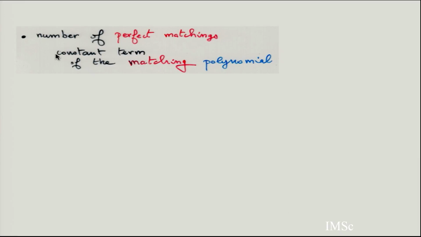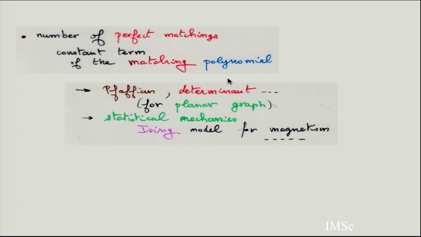So there is also a well-known fact: the number of perfect matchings is the constant term in the matching polynomial. And this number of perfect matchings is well known in physics as a coefficient of the determinant, because in the Ising model in statistical mechanics for ferromagnetism, you are supposed to compute the number of perfect matchings of a certain planar graph. When the graph is planar, then you have a formula given by a coefficient.